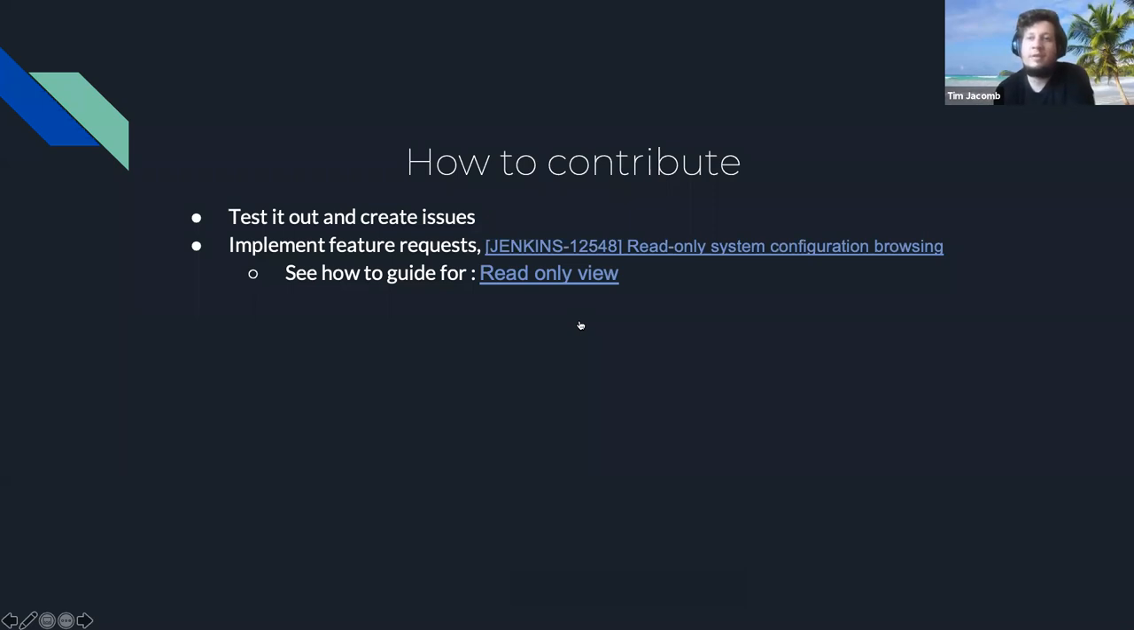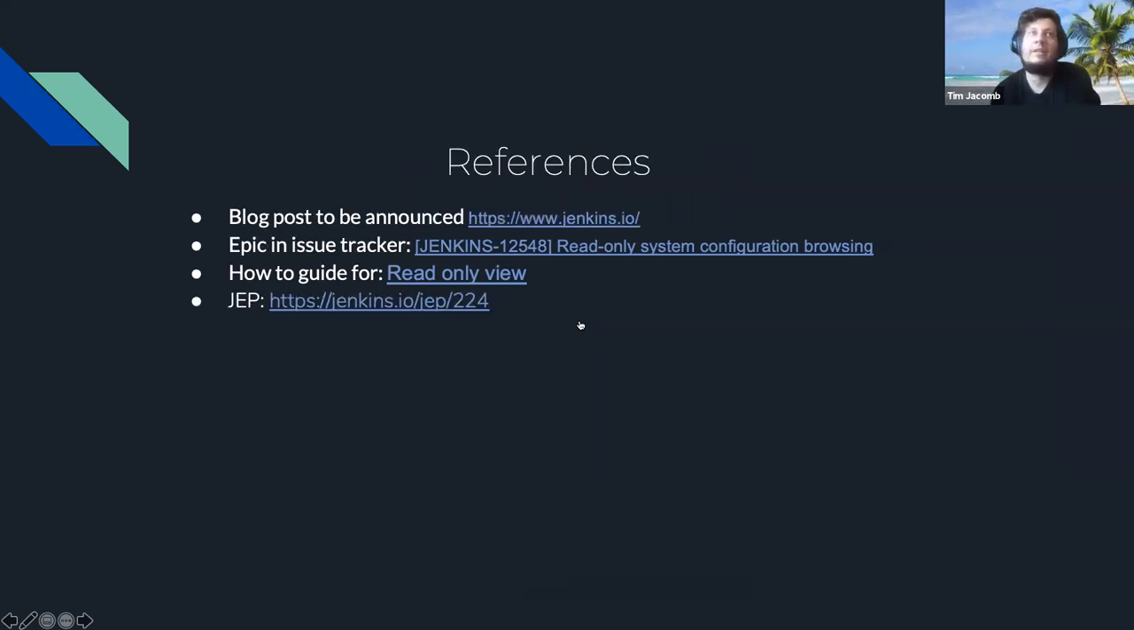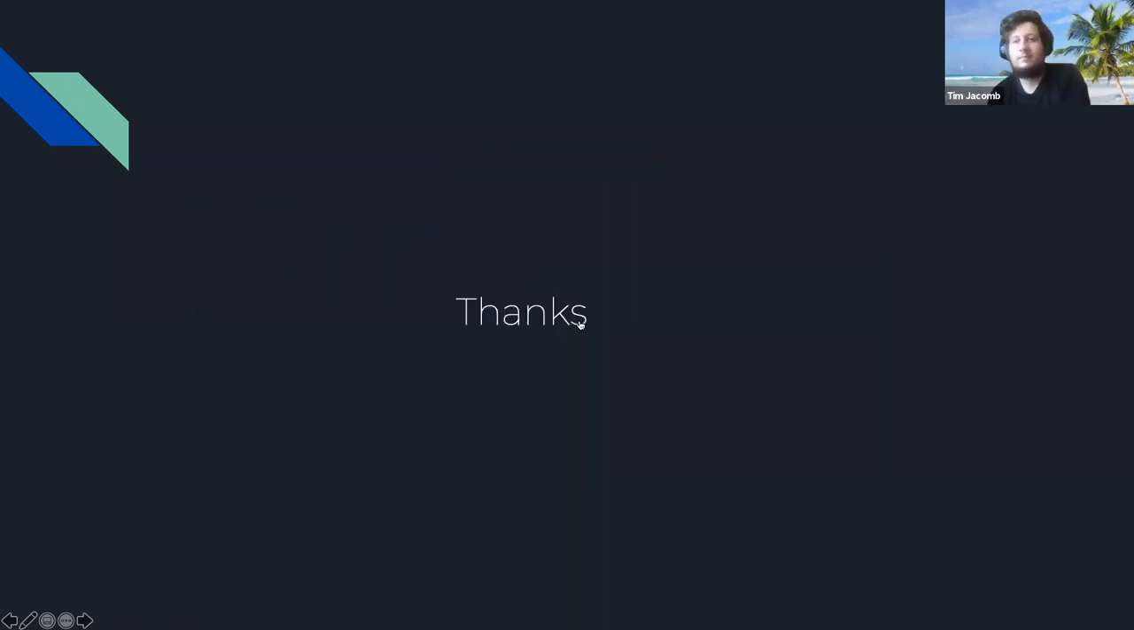How to contribute. We're interested in people testing, and we're interested in any feedback. These slides will be shared afterwards and you'll be able to get these links. The links are also available in the Hackfest document that Oleg shared in the Hackfest channel recently. Depending on whichever is easiest for you, you should be able to find them on Jenkins.io quite easily. And it's just some more references. And that's everything from me.